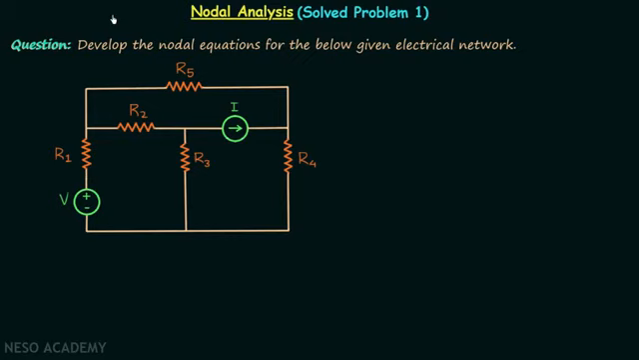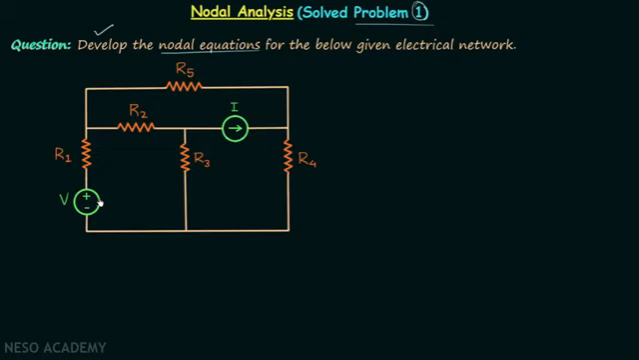We are done with the basics of nodal analysis, and now we are going to solve our problem number 1 on nodal analysis. According to this problem, we are required to develop the nodal equations for the below given electrical network. You can see the network on your screen, and we have 1, 2, 3, 4 and 5 resistors in the network, and there are 2 independent sources.